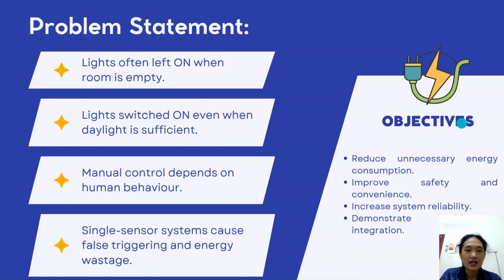In daily life, lights are often left switched on even when the room is empty or when there is already enough daylight. This leads to unnecessary energy consumption. Manual lighting control depends heavily on human behavior, which is not always reliable. In addition, systems that rely on only one sensor may cause false triggering, making the system less accurate.